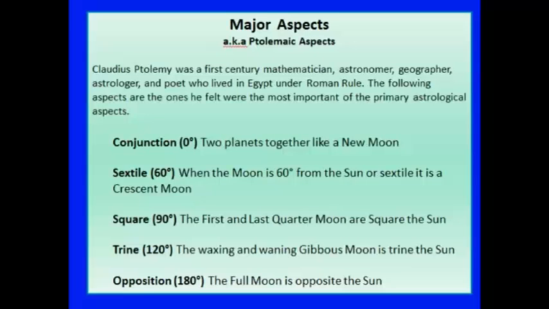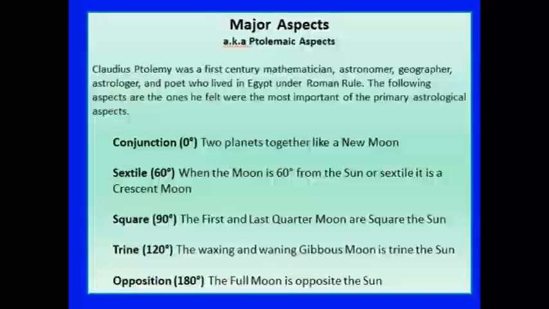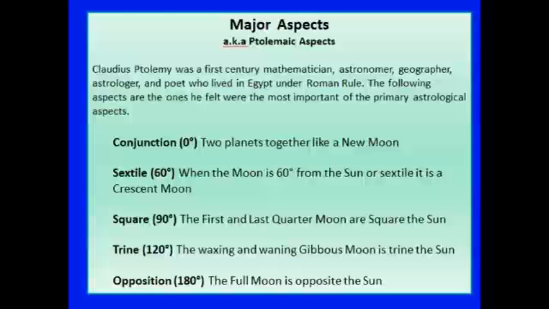So let's just talk about the aspects. Now, there are what in traditional astrology or more mainstream astrology they'll talk about as the major aspects. Sometimes they're also known as the Ptolemaic aspects. Now, Ptolemy, or Claudius Ptolemy, I think he was actually a Greek who lived in Egypt, but it was a time of Roman rule. But he was a mathematician, an astronomer, an astrologer, he was also a poet, and these are the aspects that are listed here that he felt were the most important.